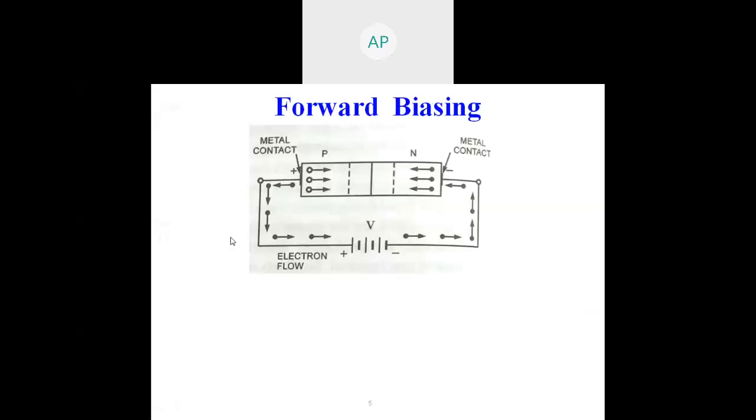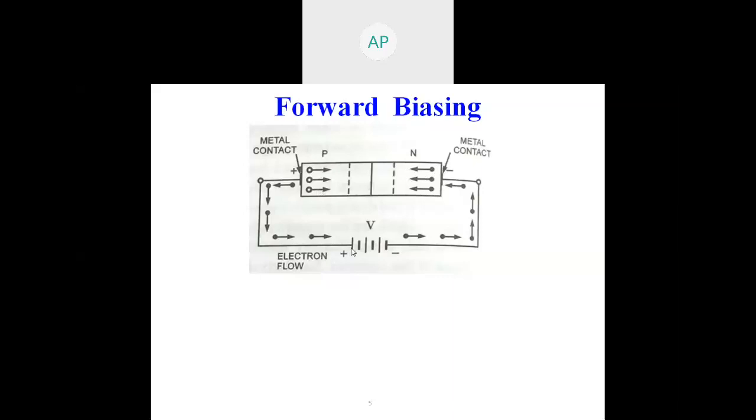So we will take this one diagram. Here, the positive terminal of a battery is connected to the N type and the negative terminal of a battery is connected to the P type. Here on the n side we have the majority electrons and the minority holes, and on the p side the majority are holes and the minority are electrons.